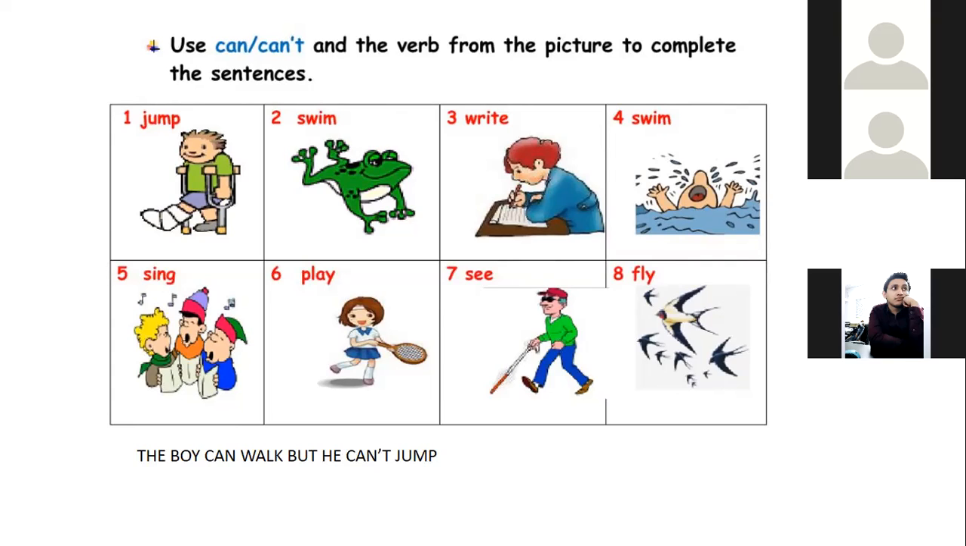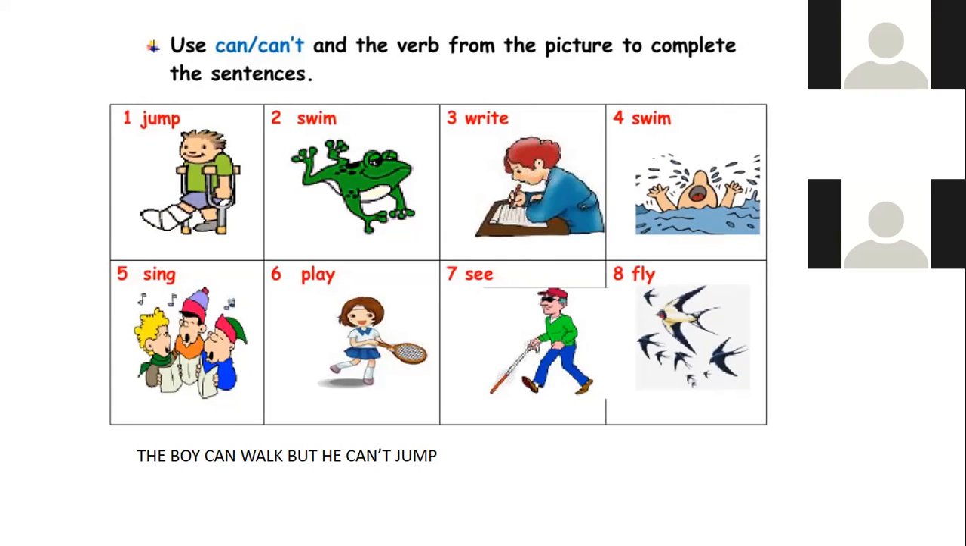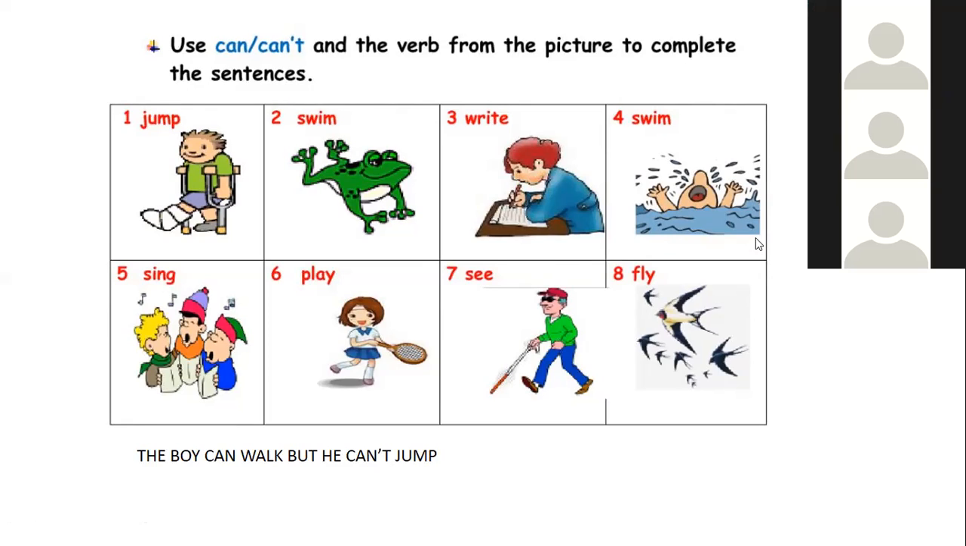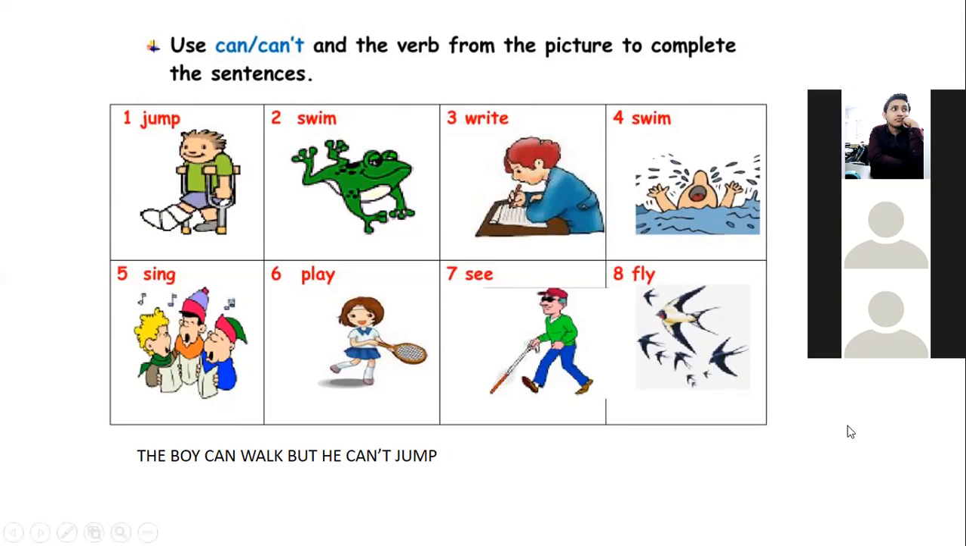Next member of the team? Number six. Okay, Raquelita. She can play tennis, but she can't play soccer. Okay, excellent. Thank you. And me. The boys can sing, but they can't play any instrument. Okay, excellent. You're talking about number five. Excellent. So let me see who's missing. I think all of you have participated already.